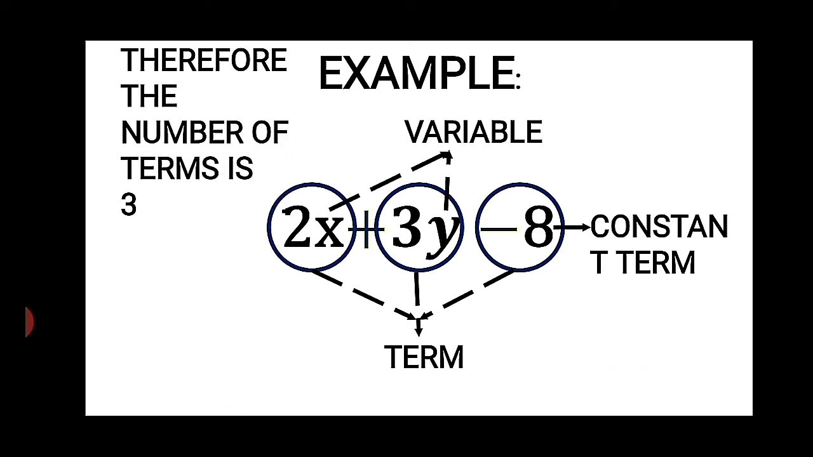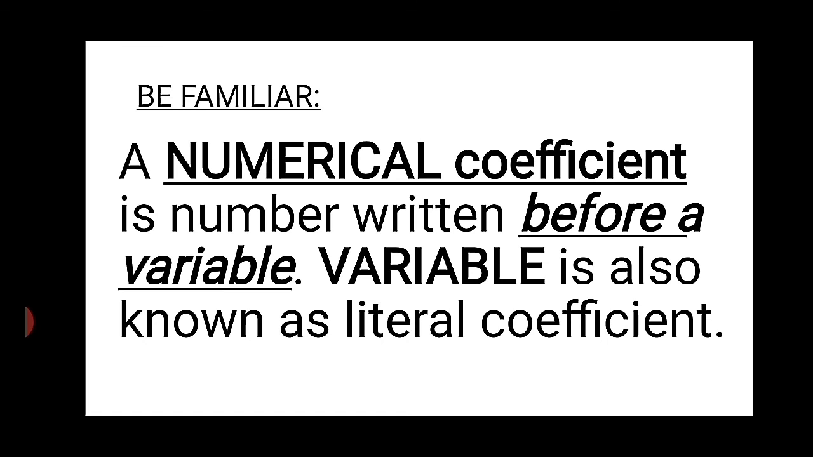Next, so therefore, we can now say that number of terms is 3. So, we have 3 terms. So, the first term, 2x. Second term, 3y. And the last term is 8. Next, we have what we so-called the numerical coefficient. So, pag sinabing numerical coefficient, we simply call it a coefficient. So, pag sinabing numerical coefficient, it is a number from the word numeric. So, it is a number written before a variable.